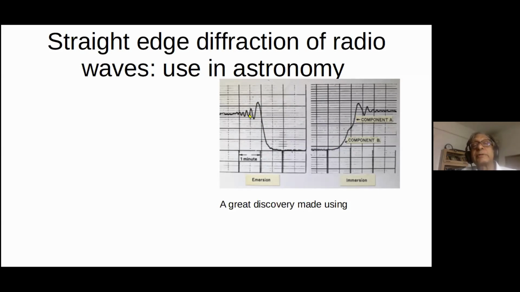Each point on the source will give you a straight edge pattern. Now, the fact that it agrees with the straight edge pattern of a point source tells you that the object is very, very small in radio waves, which you could not have guessed just by studying with a simple radio telescope. So this was really a great discovery.